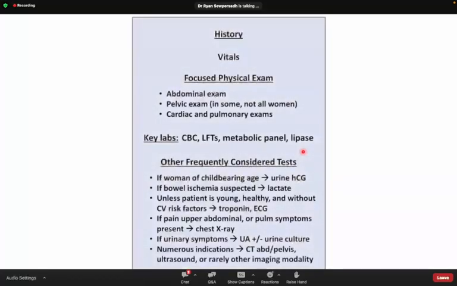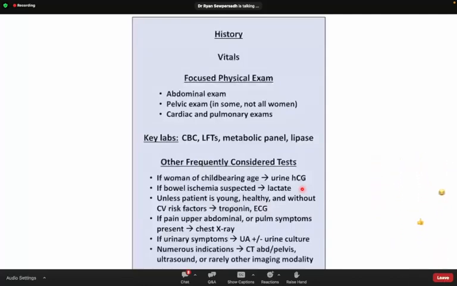Okay. Other frequently considered tests: if the patient is a woman of childbearing age, you want to get a urine HCG, which is human chorionic gonadotropin, right? That's a pregnancy test to screen for pregnancy. Even if she says, Doc, I am not sexually active, do not trust that cardinal line. You want to do a pregnancy test. Patients are sometimes not forthcoming, and an ectopic pregnancy is not a diagnosis you or your patient can afford to miss.